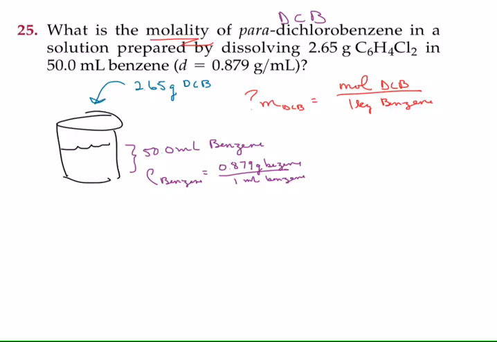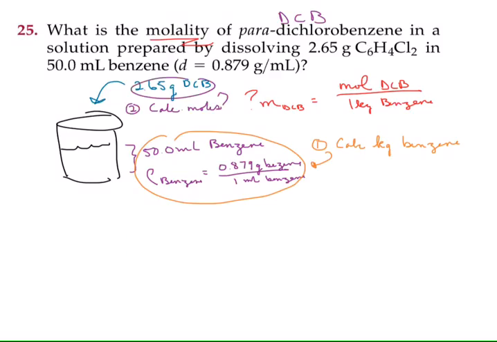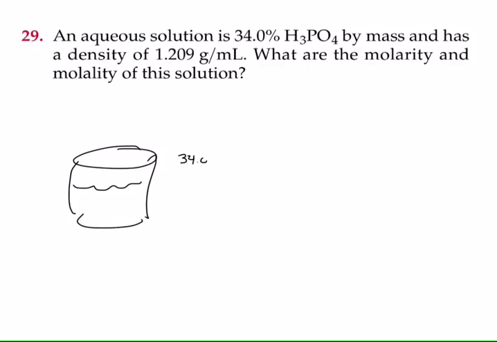It's dissolved not in a total volume, but the volume of benzene is 50. So you can use benzene's density to get to the grams of benzene. Then you take the mass of dichlorobenzene, use the molar mass to get to moles, and divide those moles by the mass of the benzene. It's not too bad. None of these are too bad.